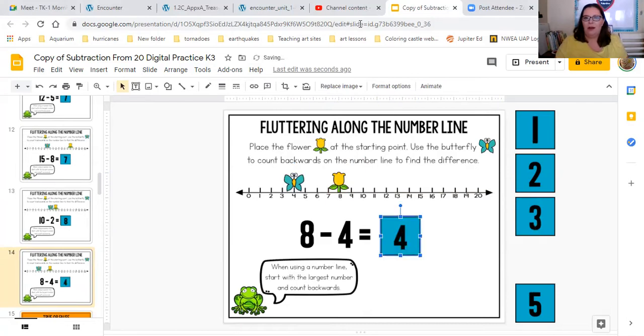Awesome job. All right, so for our math lesson today, we are going to be making fact families, okay? So a fact family is when you are given 3 numbers.